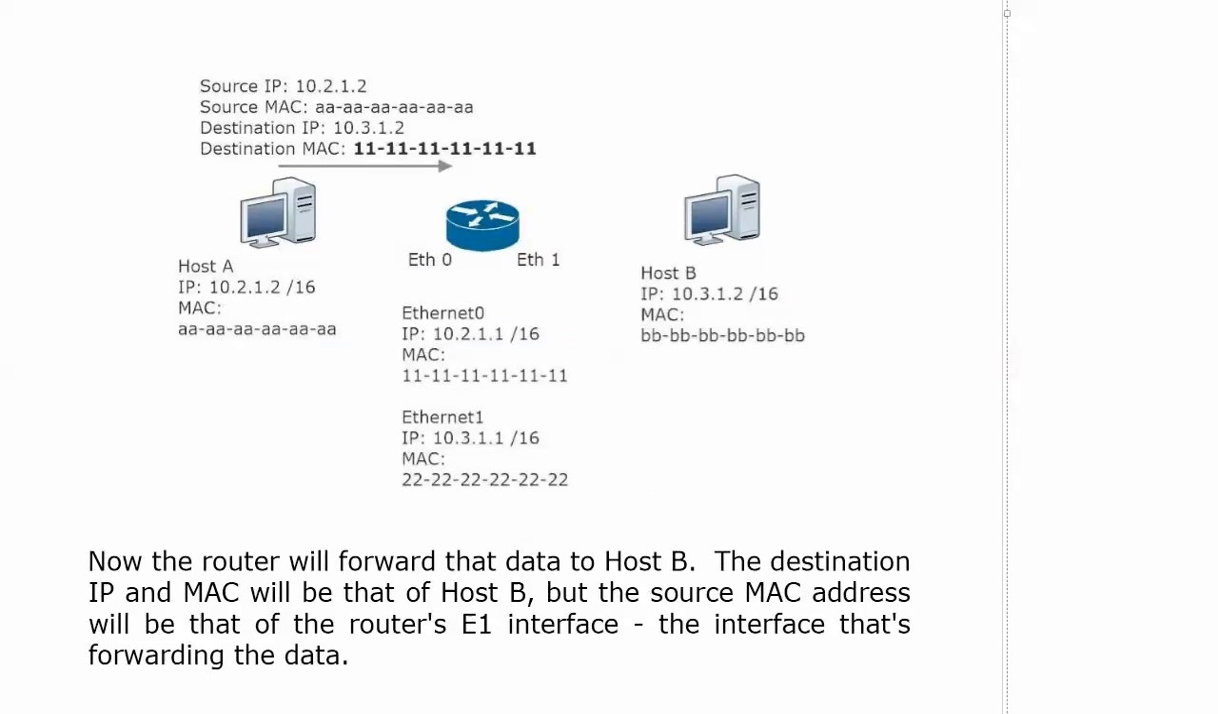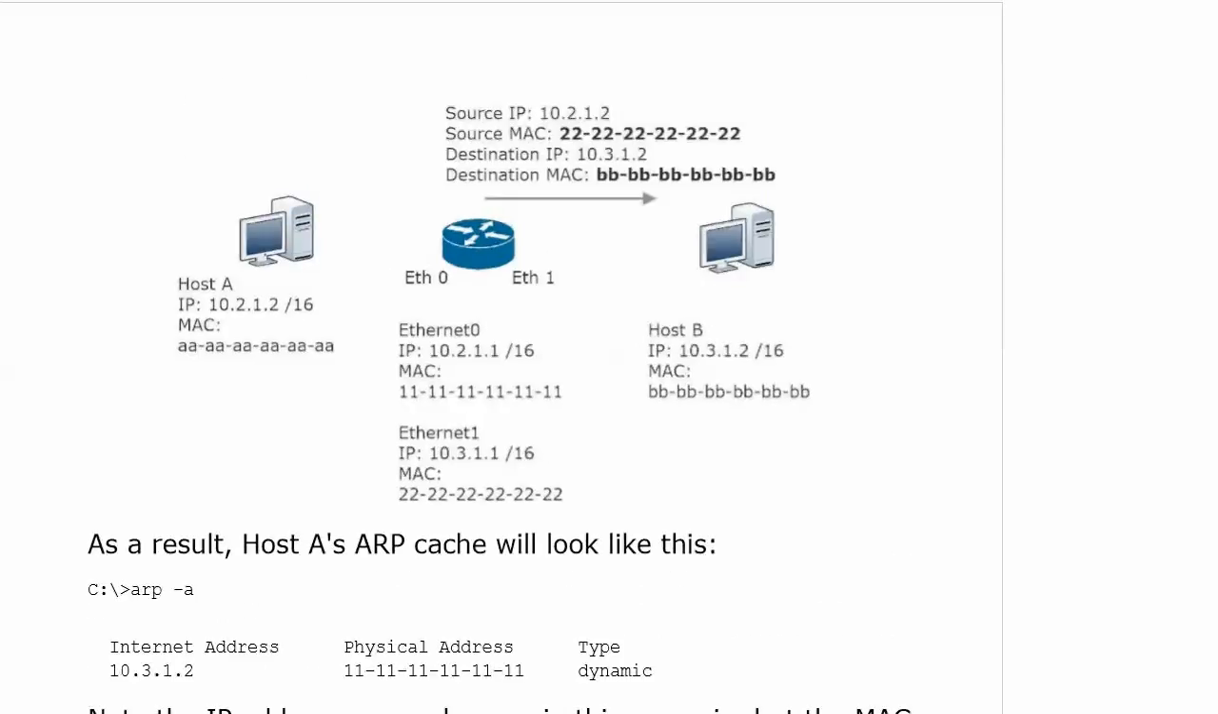Now, the router is going to forward that data to host B, and the destination IP and MAC will be that of host B. What changes here is the source MAC address is going to be that of the router's E1 interface, the interface that's actually forwarding the data. So there's what happens as the packet leaves host A and comes into Ethernet 0, and then as it leaves Ethernet 0 and goes to host B, the source MAC address is going to be that of the interface that's doing the forwarding, which is Ethernet 1, and every other address there, the source IP, destination IP, those are unchanged, and the source MAC, we know what that's going to be. Of course, the destination MAC will be the all B's address.